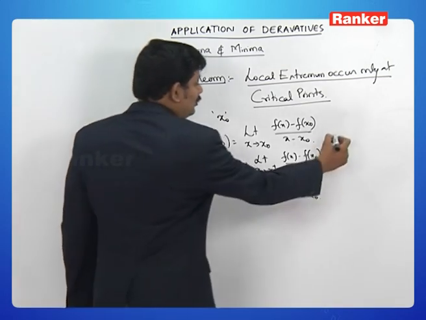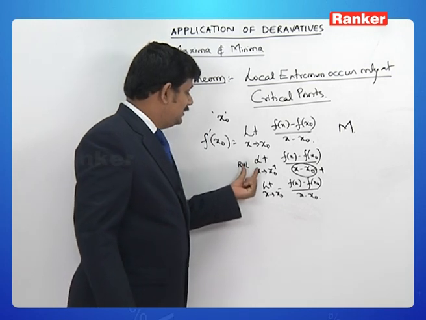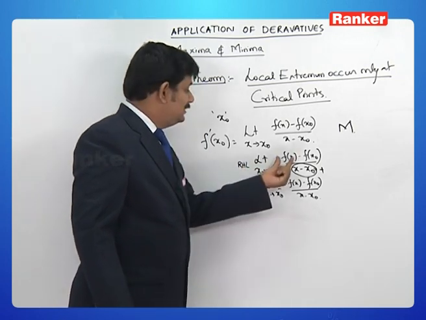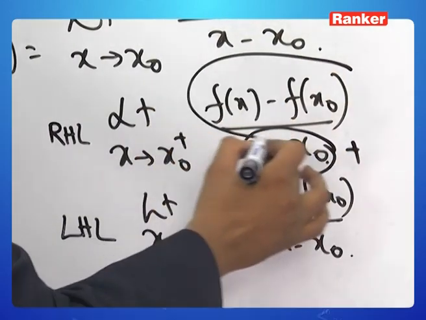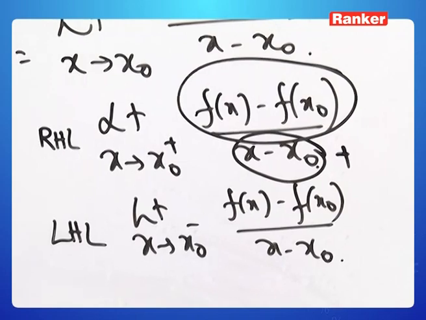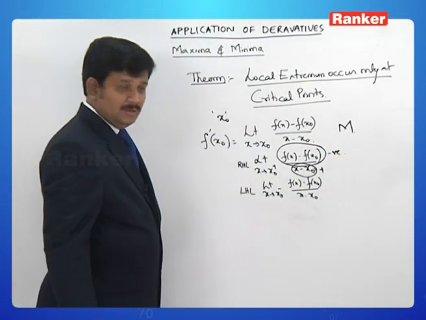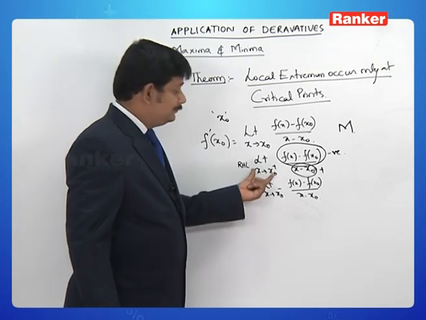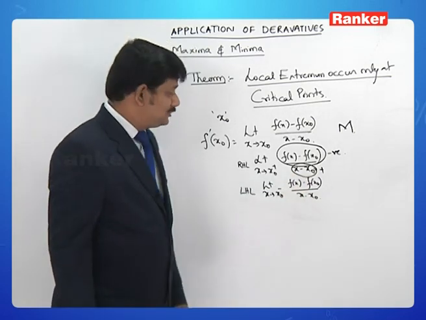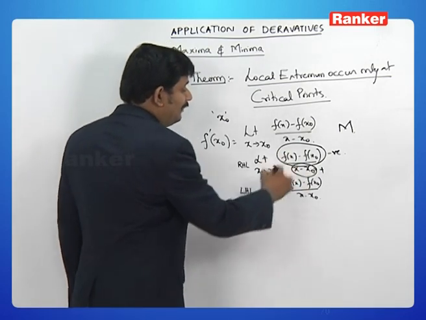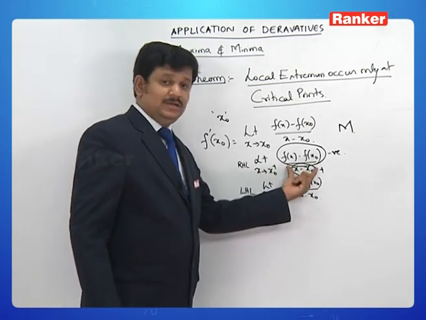And it has to be a local maxima. In case of a local maxima, be it in the right hand limit or in the left hand limit, f of x should be smaller than f of x naught. So for it to be a local maxima, f of x minus f of x naught should always be a negative number in the neighborhood. F of x minus f of x naught is a negative number, x minus x naught is a positive number. So altogether we are evaluating the limit of a negative function.